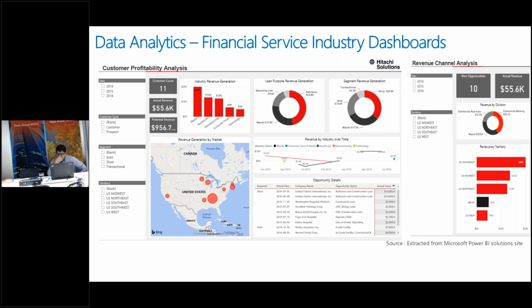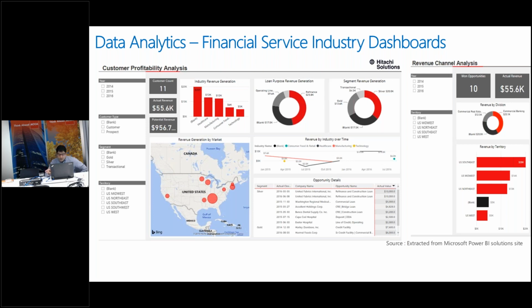And then there are certain deals that they are working on. They can see the win opportunities, the actual revenue by territory. Okay, and then there are different opportunities the banks are working on. They can see that in terms of different segments, what is the value of the deals, the loan deals that they are working on.